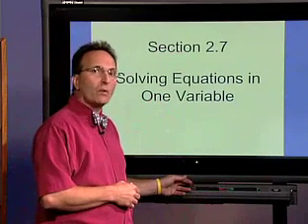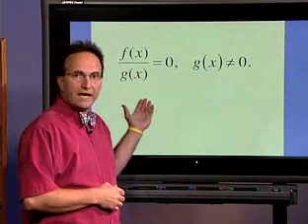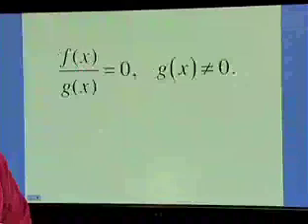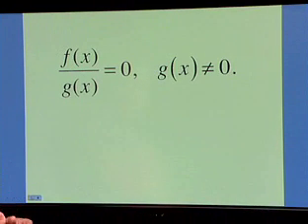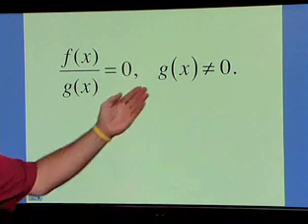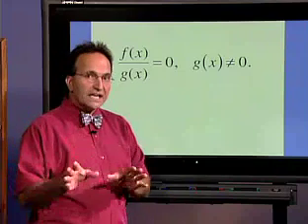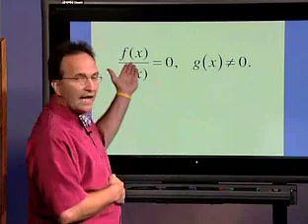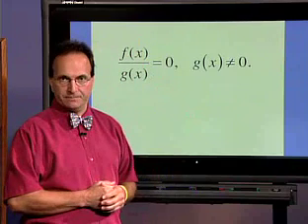Every rational equation can be written in this form: f of x divided by g of x, which are both polynomial functions with no common factors, and that's equal to 0. Now, g of x cannot equal 0 because it would make that undefined. The zeros of f of x are the solutions to that whole equation.